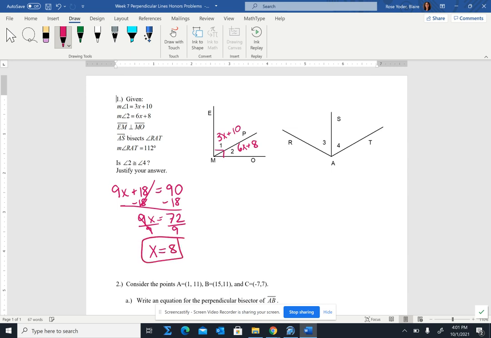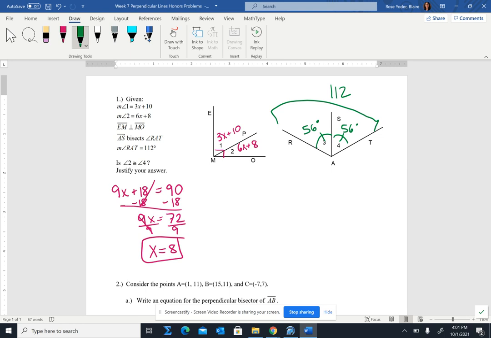So let's read the rest of the problem and see how that might help us. So it says AS bisects angle RAT. So I am going to put two congruent angle arcs on there because that's what we do when an angle's bisected. And then the measure of angle RAT is 112 for the whole thing. So I'm tempted to split that into two parts because it was bisected. So each angle will be 56 degrees because that's 112 divided by 2.